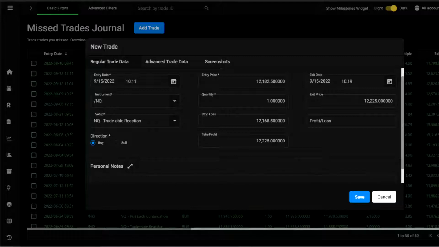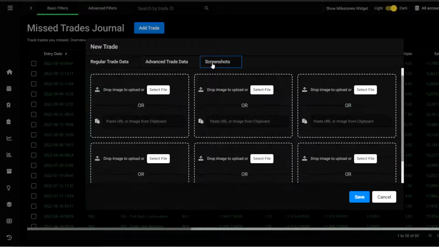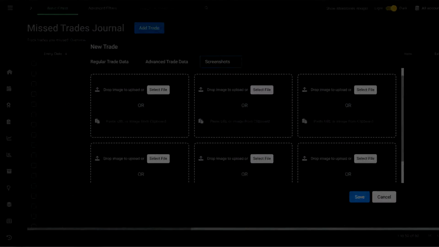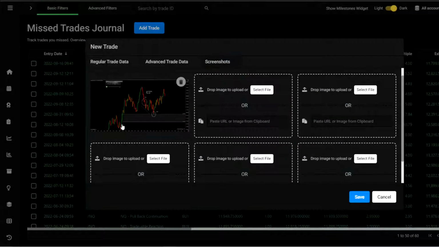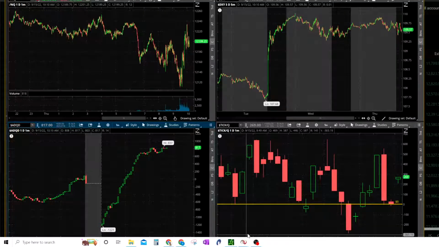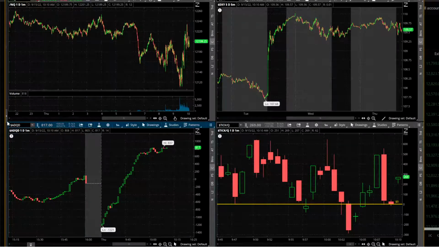42 is $800 and 42 is $840. So what I would do now is screenshot all this, put it here, right? So now I have a record of my trade. ADQD, I'll tell you in a little bit. Give me 1 second. Let's record this.